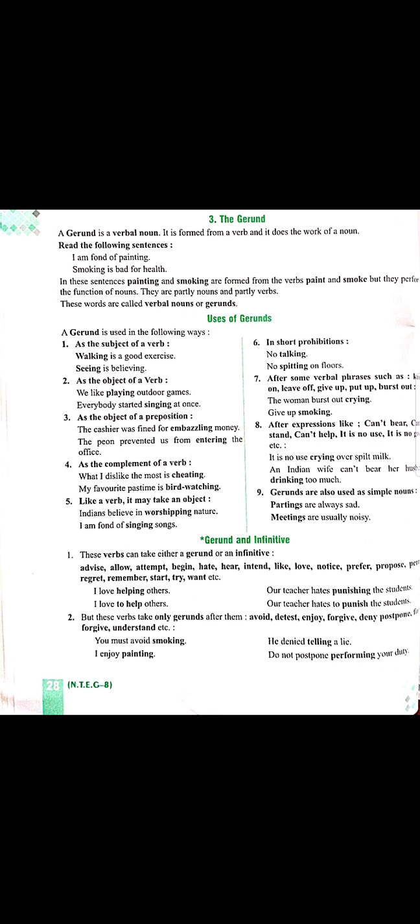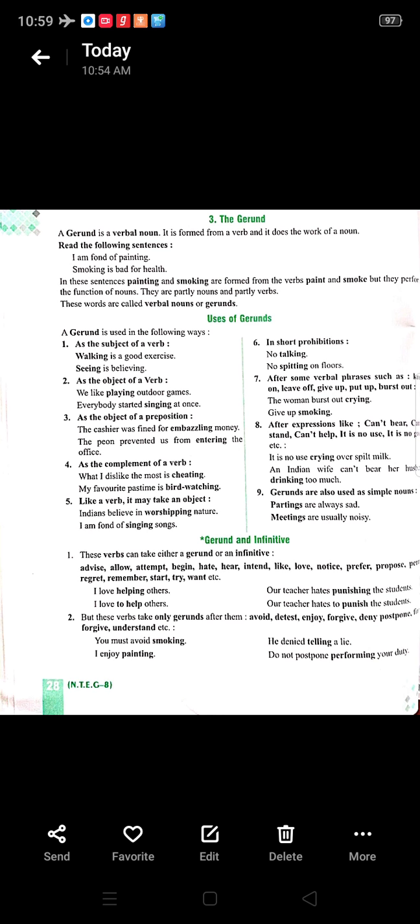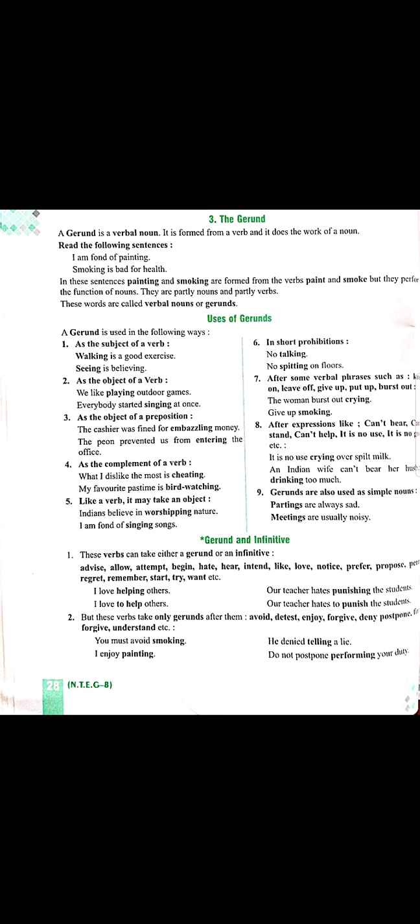These verbs are: advise, allow, attempt, begin, hate, hear, intend, like, love, notice, prefer, propose, regret, remember, start, try, want, etc. These are the verbs that take either a gerund or an infinitive with them. Infinitive means what I told you yesterday: to plus the first form of the verb.